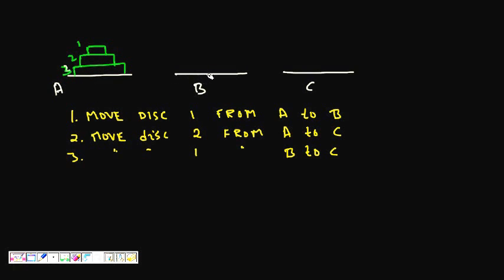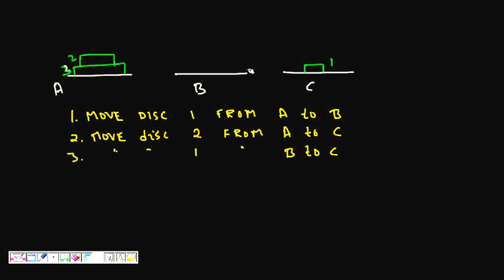So what can we do? First we will try to put disk 1 and 2, something like this. We have to place 1 and 2 on B, so I will place 1 here. Okay, so 1 comes here, so it goes away from here, and then what happens?